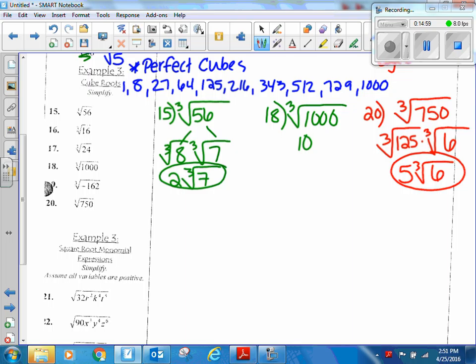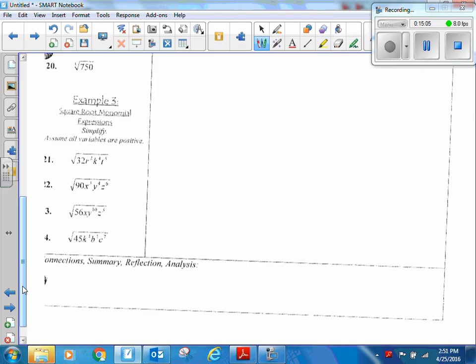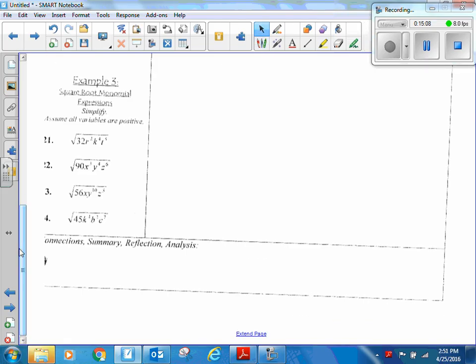All right, just a couple more examples here, all the way down at the bottom. We're looking at some monomials where we're taking the square root with some variables. So I'm going to do 21 for you. With 21, we have the square root of 32 r squared k to the fourth t to the fifth. So first thing you're going to do, let's write this down, is you're going to simplify the number.